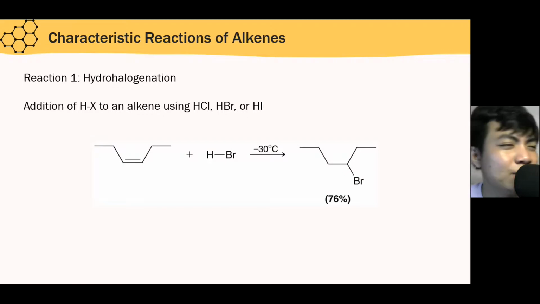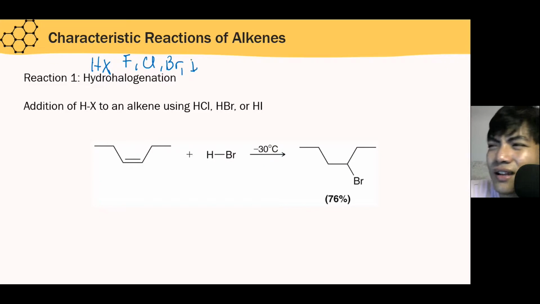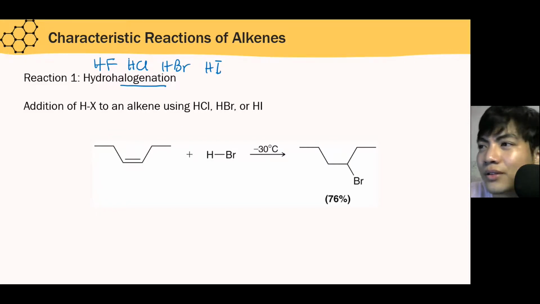Okay, so for the first reaction, that's hydrohalogenation reaction. Hydrohalogenation meaning it has a hydrogen and a halogen. So the X could either be fluorine, chlorine, bromine, or even iodine. Okay? So yun yung hydrohalogenation. Hydro meaning hydrogen, halogenation meaning pwede fluorine, chlorine, bromine, iodine. Okay? So, yun lang yung hydrohalogenation.